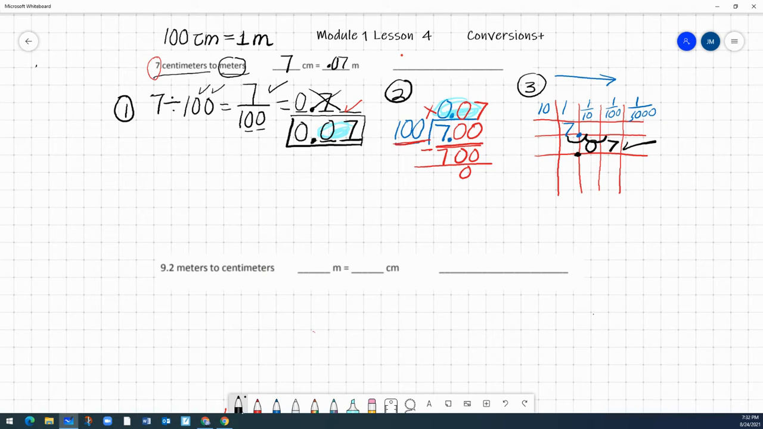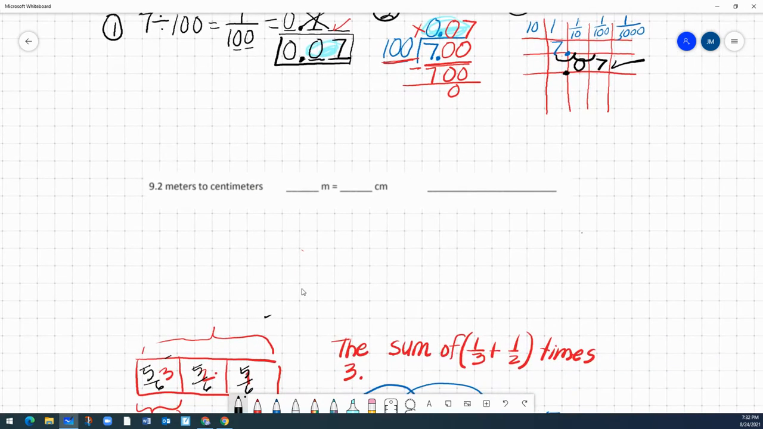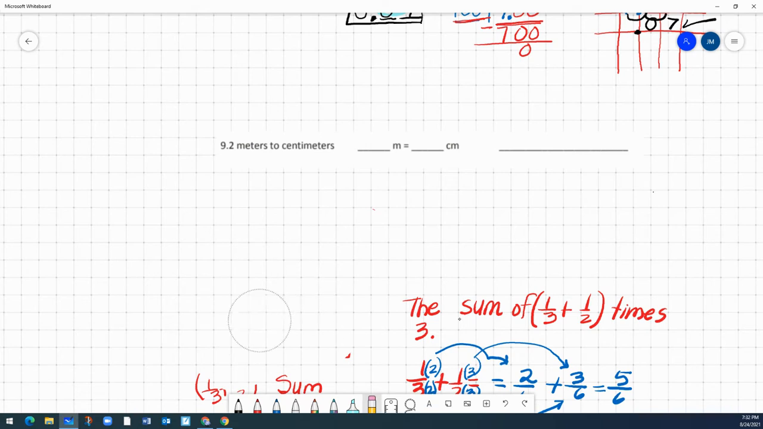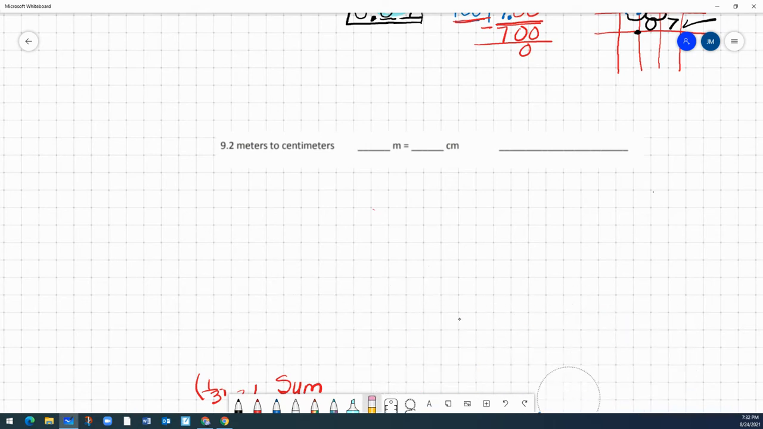Now we have another example right here. This other example is this, well, let me just erase it right here. Okay, so this other example is 9.2 meters to centimeters. So we have to convert that into centimeters.